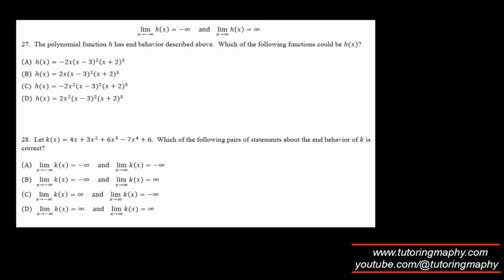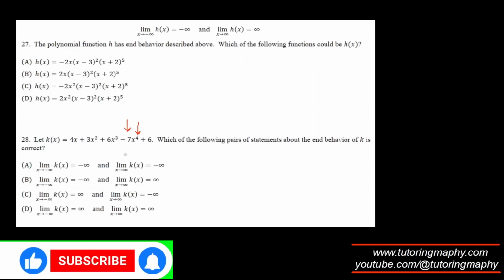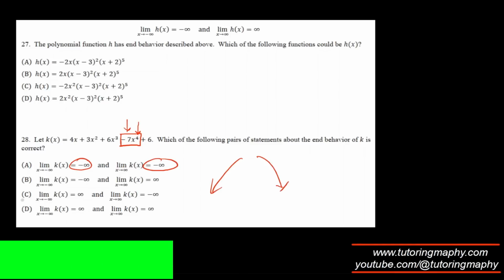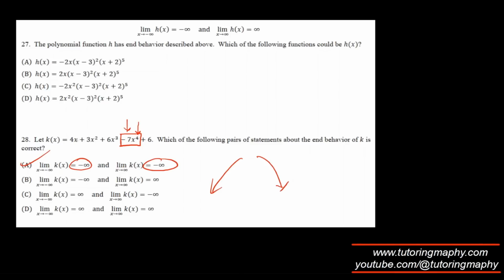Right, it's a similar question. I'm pretty sure you can do this. Let me do 28. Here we are given a polynomial and then we have to match it with the end behavior. So what is the degree of the polynomial? 4. And what is the leading coefficient? Negative. So even and negative means down, down. So both are going to negative infinity. That's actually option A. That's the correct answer.